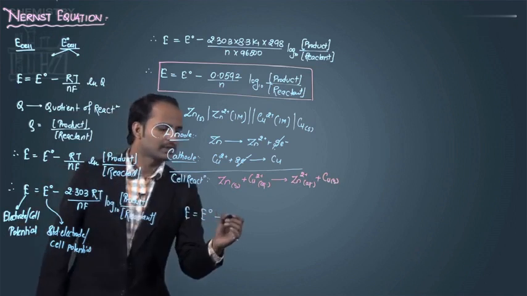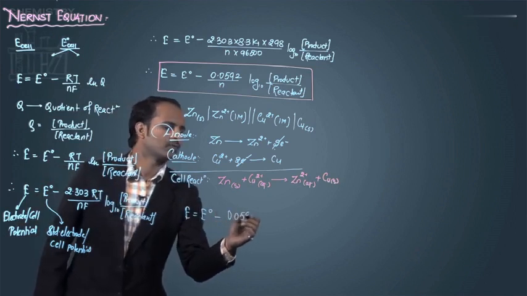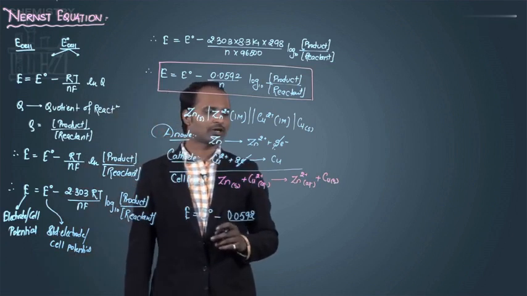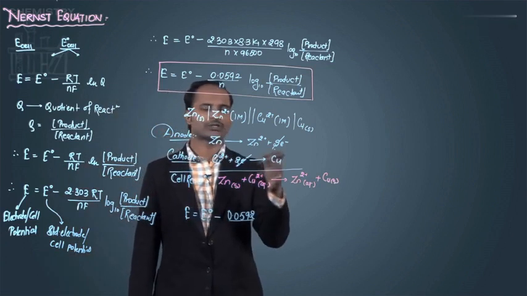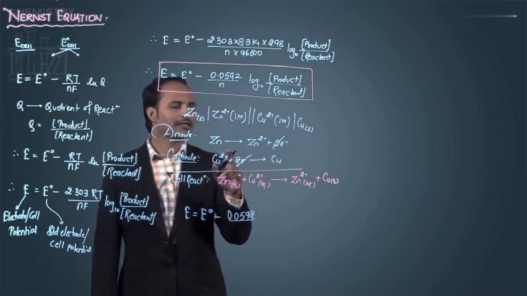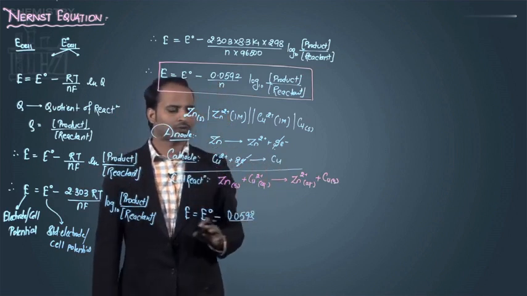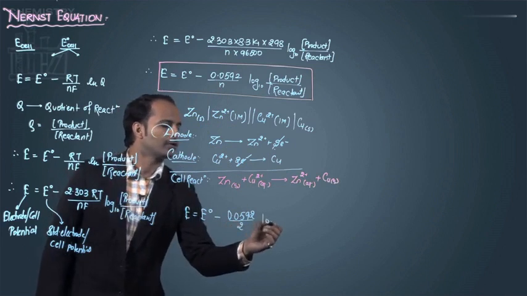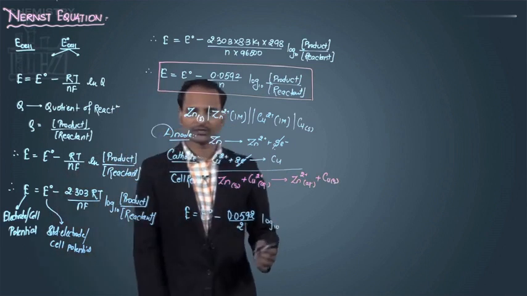Here the Nernst equation will be E is equal to E naught minus 0.0592 upon n. n is the number of moles of electrons here. So how many electrons are gained or lost? The 2 electrons are getting cancelled, that means 2 electrons are lost and 2 electrons are gained. So the total electron exchange is 2. Log to the base 10 product upon reactant concentration.